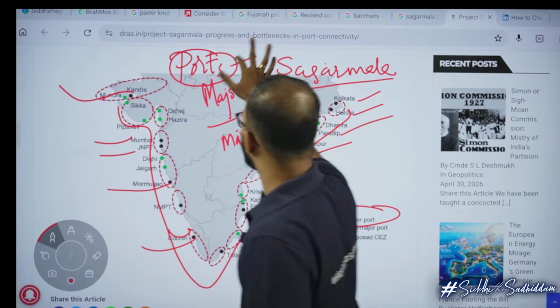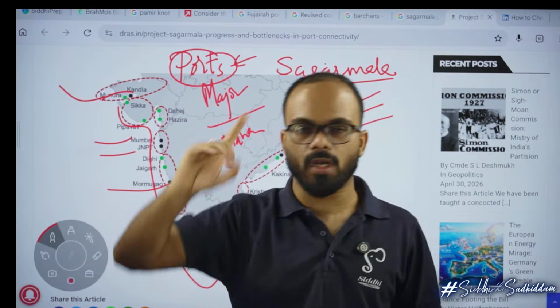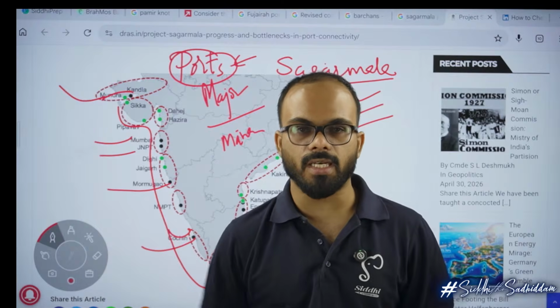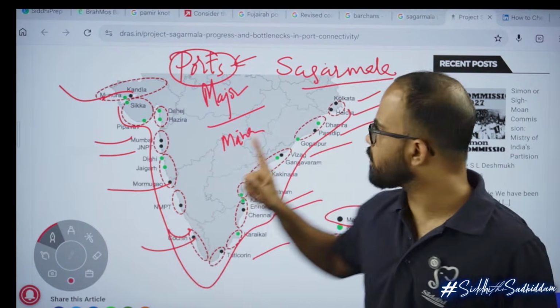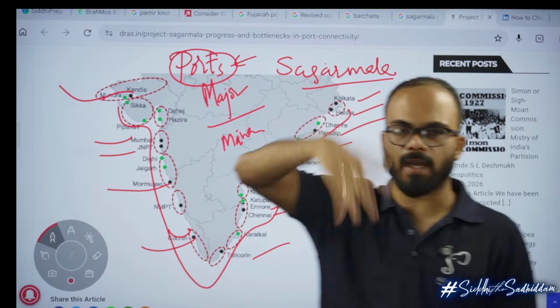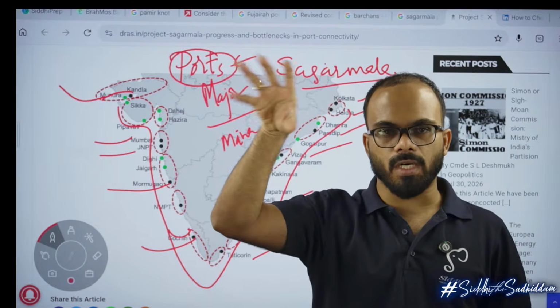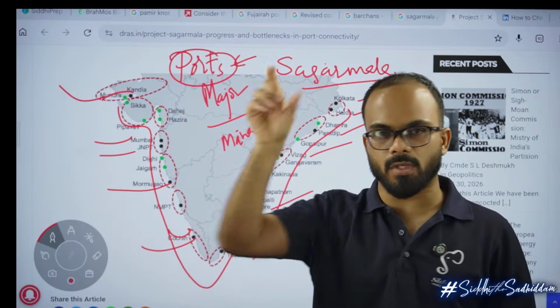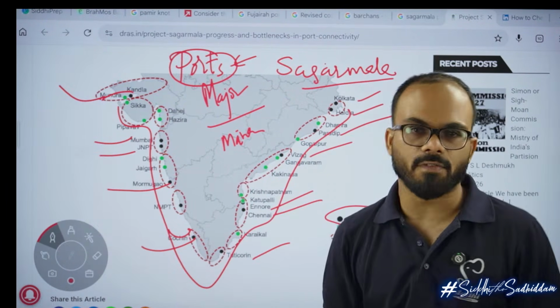Please do remind me in the next 2 to 3 days. I'll post one small revision notes on ports in our Telegram channel. On the Telegram, I'll give you a simple one pager, where I'll give you the most important ports, remarkable features about those ports, the most important lines that you have to remember.